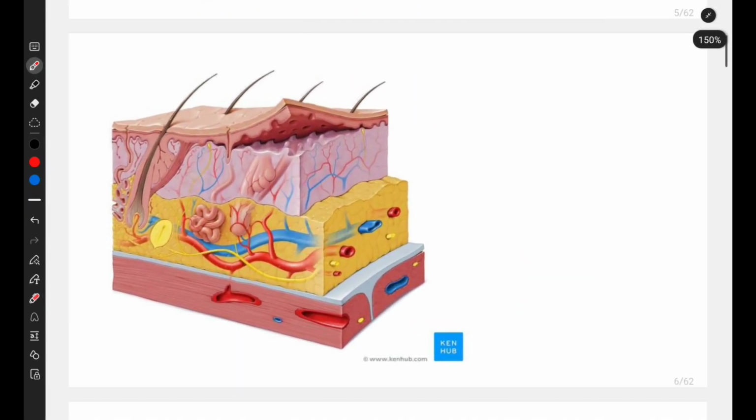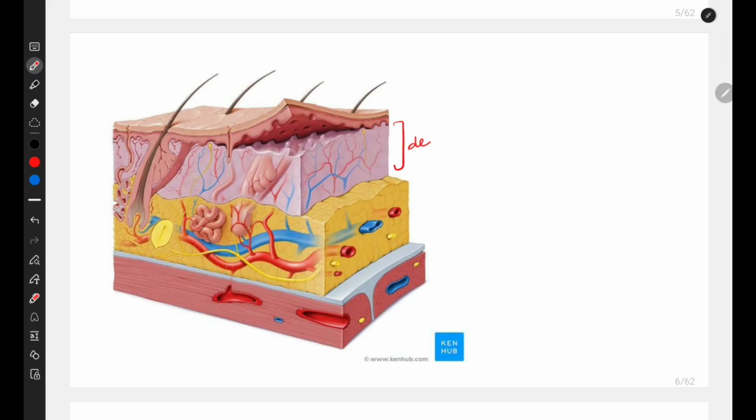So now after completing epidermis, we'll come to dermis. So this layer is the dermis. This will be the subcutaneous layer, and this one will be the epidermis. In dermis we have two divisions: papillary dermis and reticular dermis. If this is the dermis, the upper 10% is called the papillary dermis, and the lower 90% is called the reticular dermis.